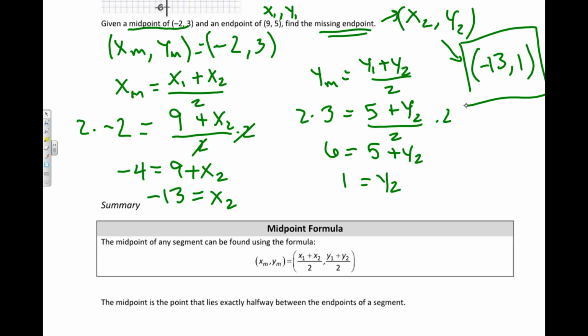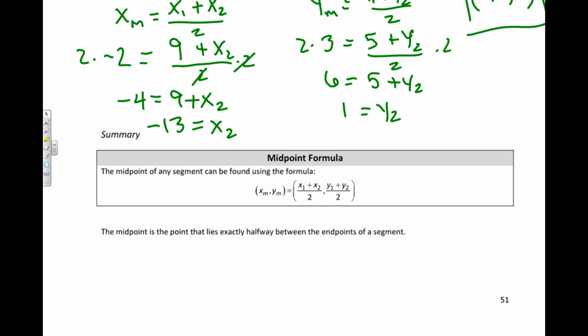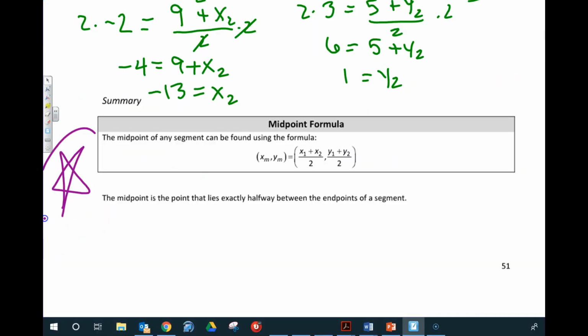All right, guys, so to summarize, the midpoint can be found using the midpoint formula, which is the average of the x's and the average of the y's, and the midpoint lies exactly halfway between the segments. So again, this is a big idea, okay? Don't forget this. It doesn't go away. All right, let's keep going.